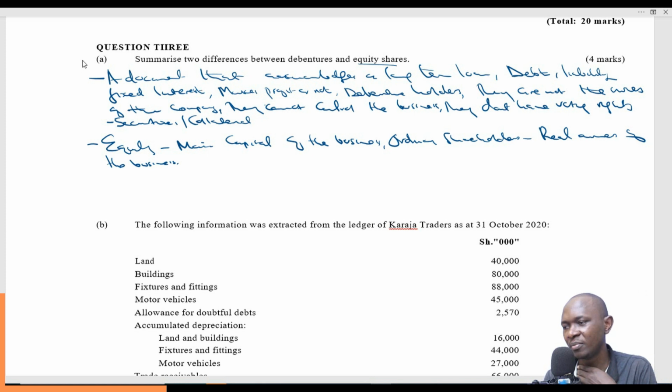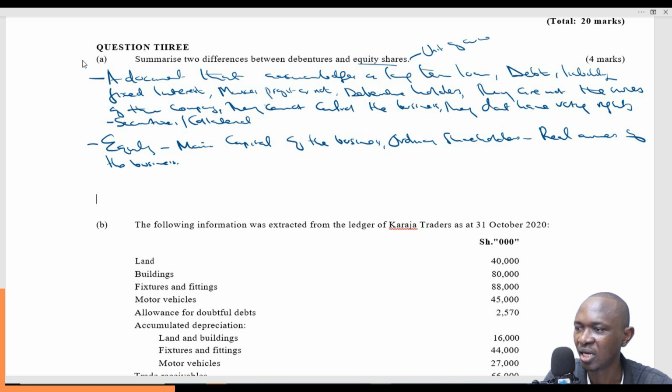So real owners of the business contribute capital in form of equity, and that's what we say equity share. So a share is a unit of ownership. The holders of this are called ordinary shareholders.